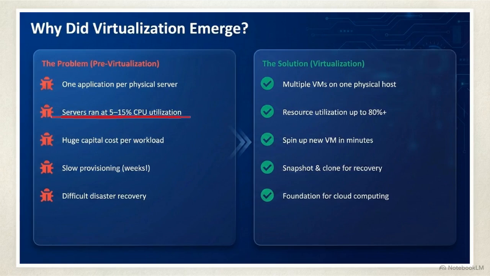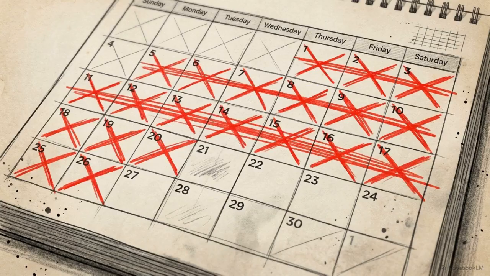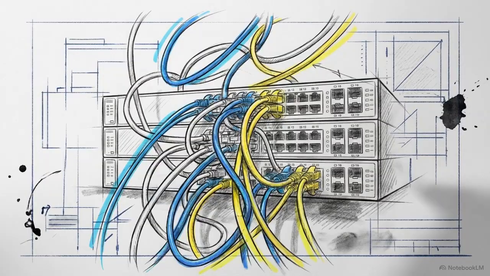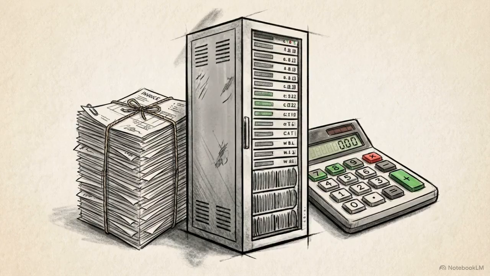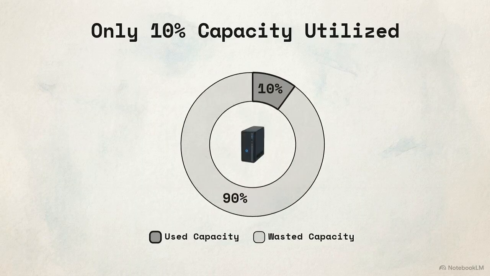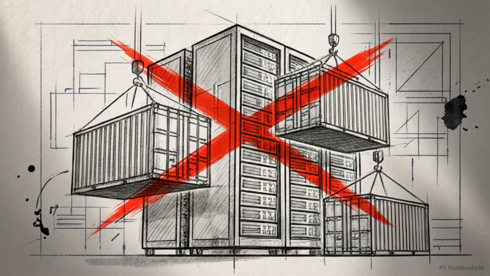On average, physical hardware ran at just 5 to 15% CPU utilization, leaving the vast majority of the server's processing power entirely wasted. Scaling up required ordering new servers, waiting weeks for shipping, manually racking hardware in data centers, and configuring the network. Every new application carried a massive upfront capital cost. Paying for 100% of a server's capacity to only use 10% of it while enduring weeks of provisioning time made strictly physical hardware scaling economically and operationally unviable for modern development.